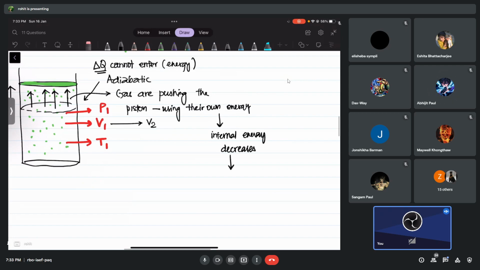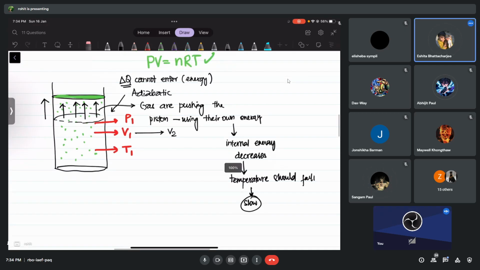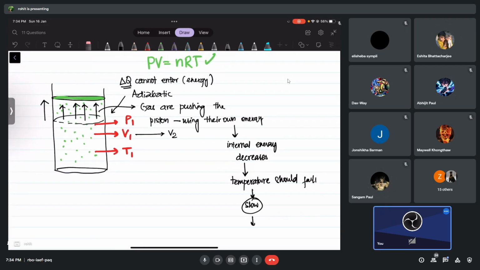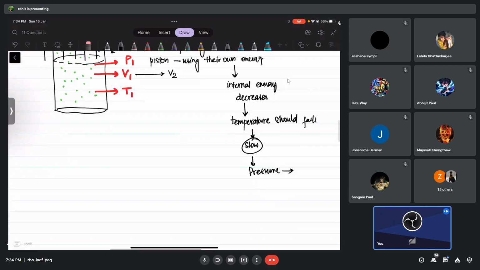If internal energy decreases, indirectly what does it mean, guys? The temperature decreases. Very good. The temperature should fall. And what is the meaning of temperature falls? The gases become fast or they become slow? Slow. So when the gases become slow, what kind of pressure will they apply on the walls, guys? Pressure will be the same or will it decrease very quickly? Decrease very quickly.